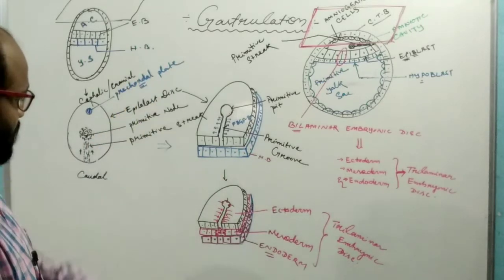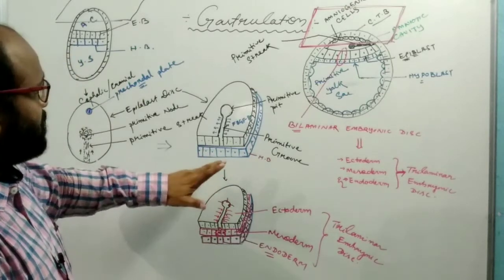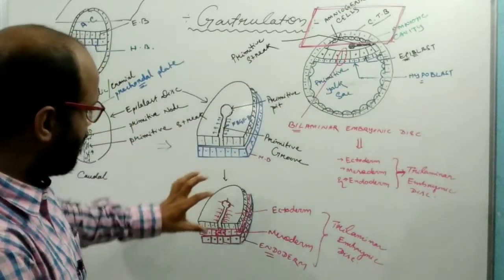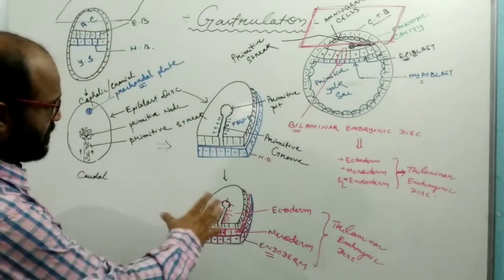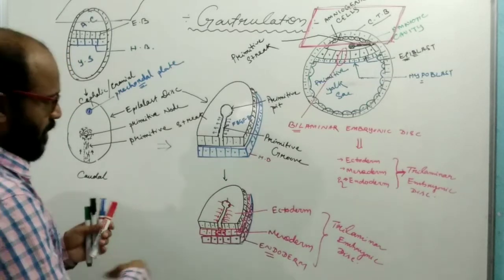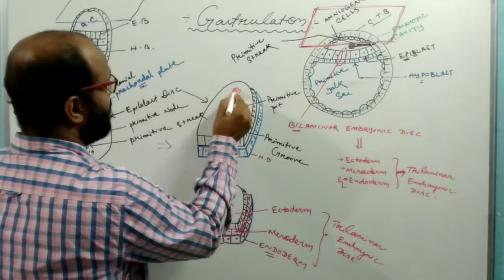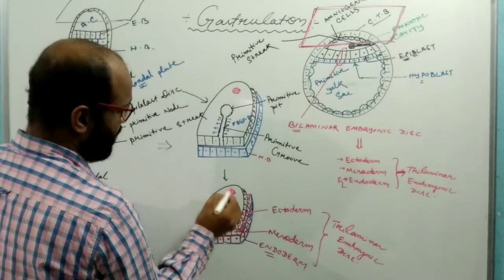This is the complete process of gastrulation, which is completed by the end of the 3rd week of fertilization. This is the process by which the bilaminar embryonic disc converts into the trilaminar embryonic disc, and this process is known as gastrulation. And this is the precaudal plate here.